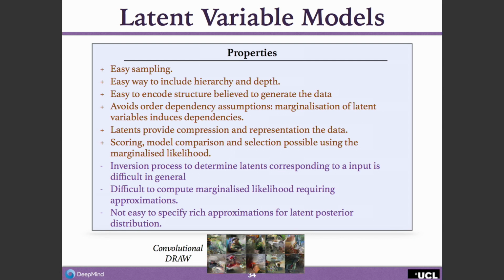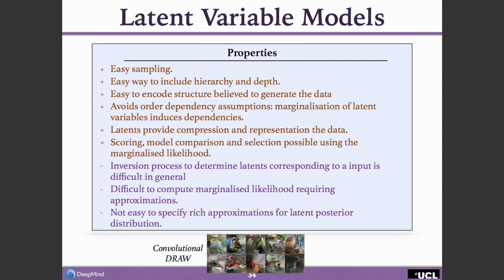And you avoid this order dependency that we saw, because marginalization, this integration of the latent variables, induces dependencies. And latent variables have a different interpretation if you put your hat on from information theory or compression theory: as a compression or representation of the data. And one of the important things is that we always want to do model scoring and model comparison, to choose the best model for the problem that we have, and being able to compute the marginalized likelihood is what we can do in latent variable models.